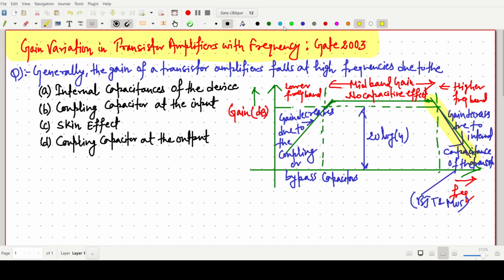So which option will be correct? The correct option will be internal capacitance of the device. So option A is the correct answer. This is all about this simple question. We have to know this gain versus frequency curve. If any question comes like this, at the midband gain the capacitive effect will be negligible, so we can say the answer.